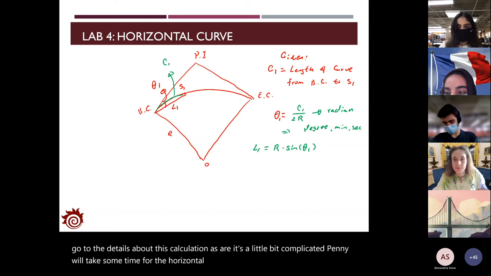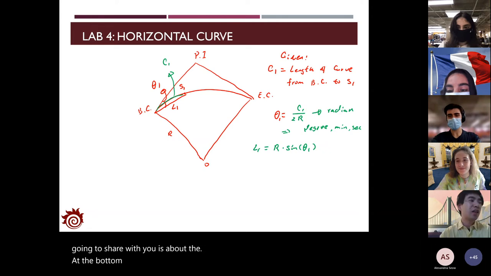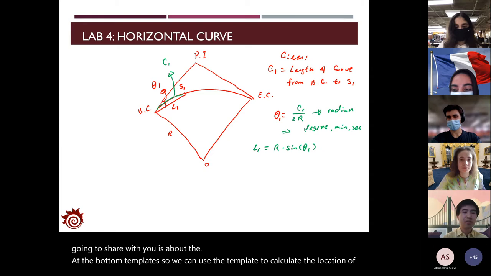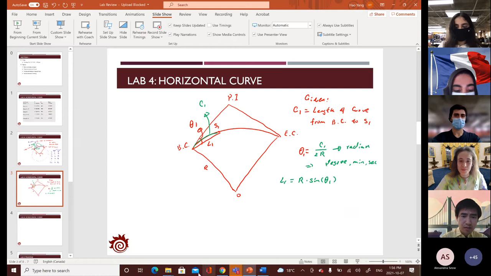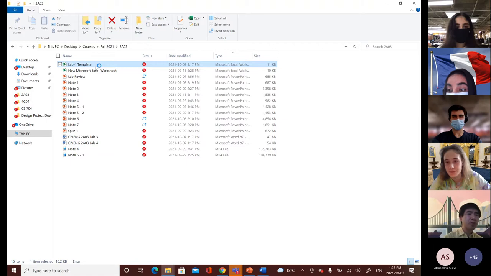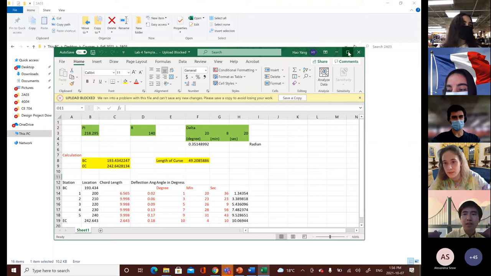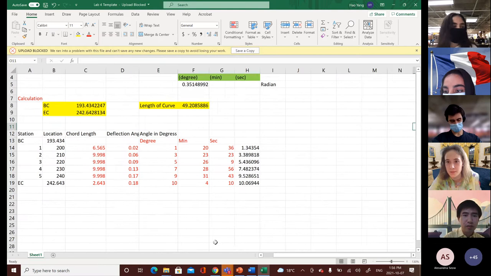What I'm going to share with you is a template. You can use the template to calculate the location of all the stations. This is the one template I shared with you on Avenue to Learn. It's called the Lab 2 template. What do you need to do? You need to do a little bit of modification by yourself. Can you see those? Are you able to see it?